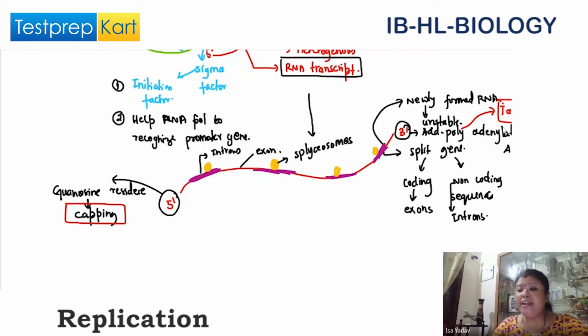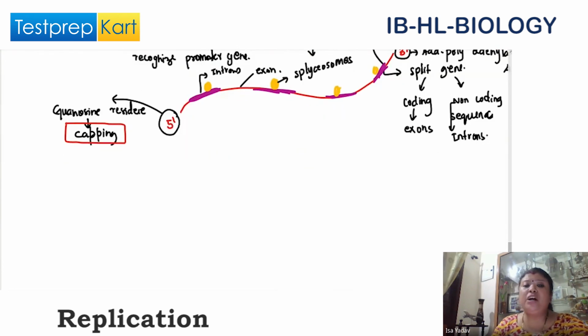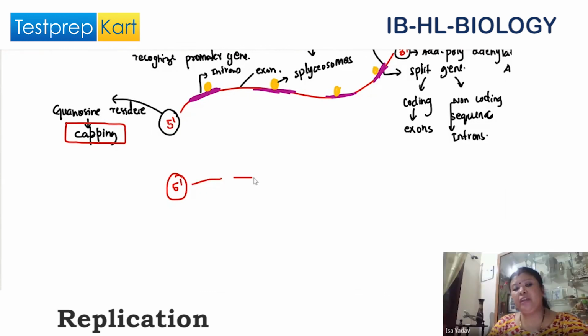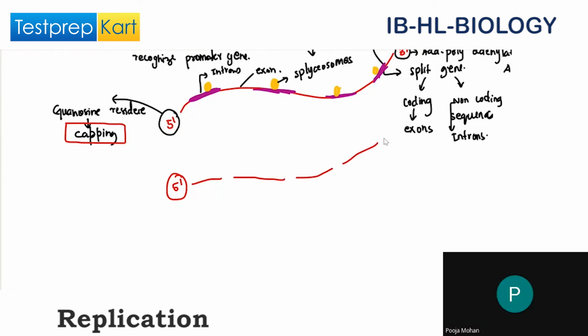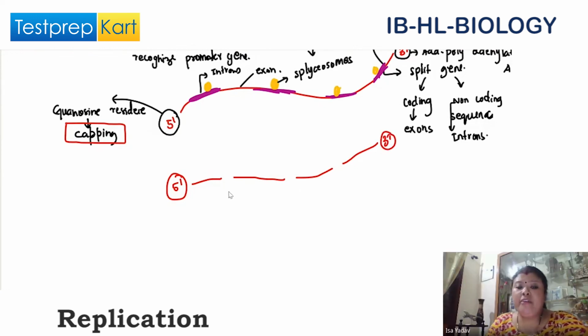Spliceosomes will remove the introns. So finally, when the introns are removed, this is what we will get. We have removed them, so it occurs in fragments, but I cannot take this mRNA as it is. So these fragments will be joined by ligase.